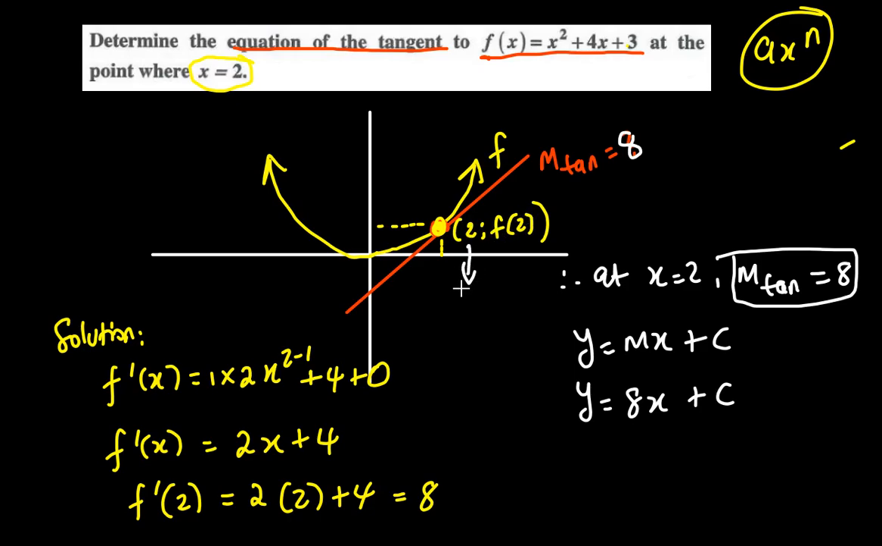We know that here at this point x is 2. But the question is, what is the value of y? We don't know the value of y. How do we get the value of y? We substitute 2 into the equation.